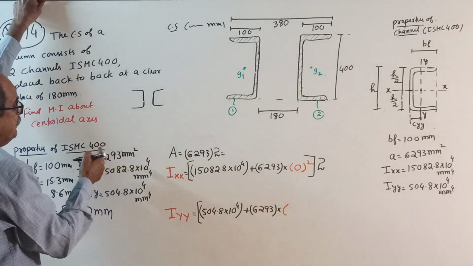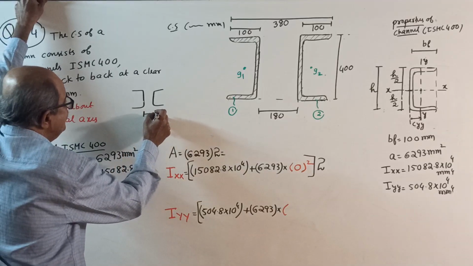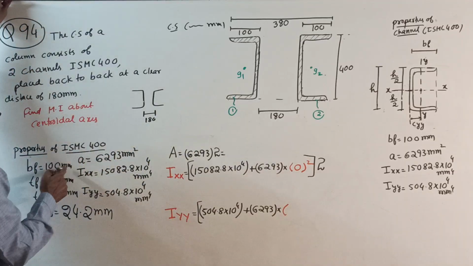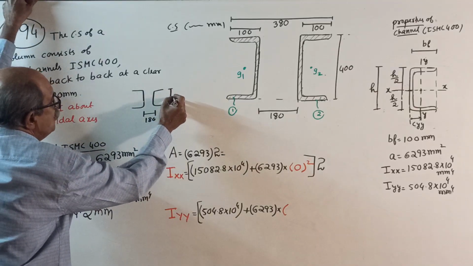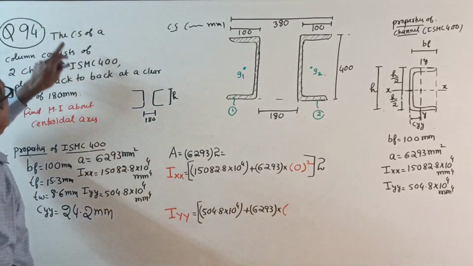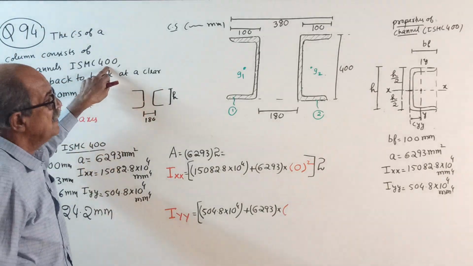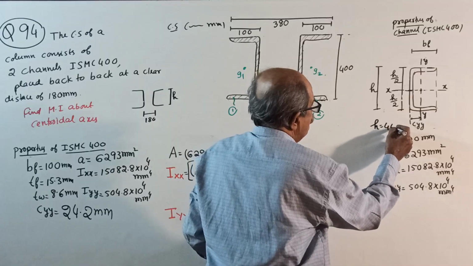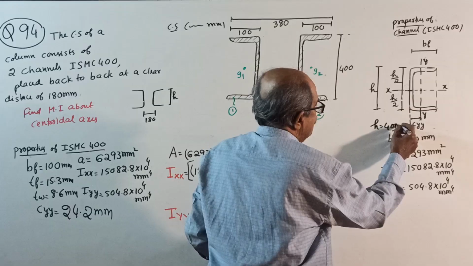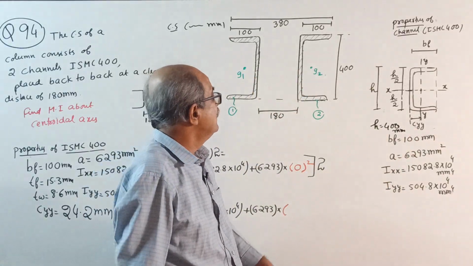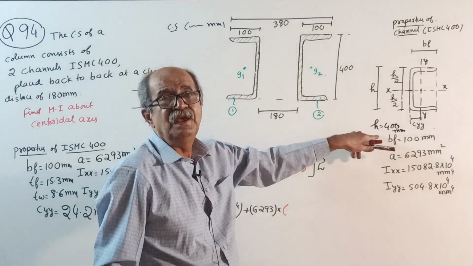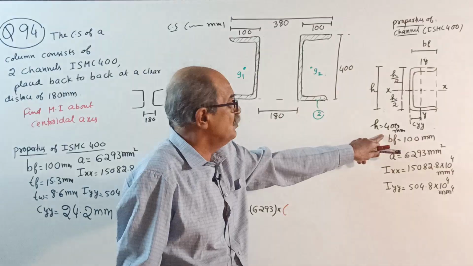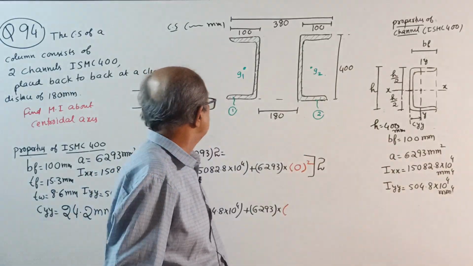Or sometimes in the engineering mechanics question, they will tell this clear distance is 180 millimeter. Then properties for ISMC. This total depth they will not give. In steel structures, ISMC 400 means the total depth H is 400 millimeter. That number only is the depth. But if the question comes in engineering mechanics, sometimes they give the H also, because people may not know that that number corresponds to depth. If you are studying steel structures, this is known to you.